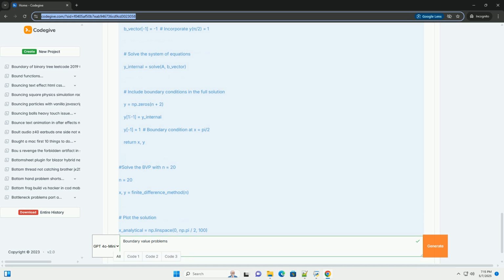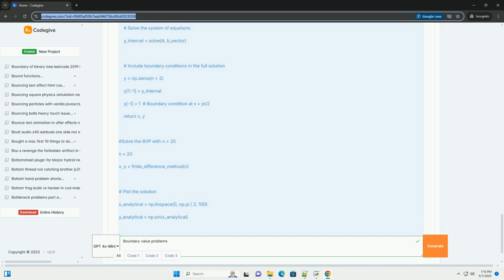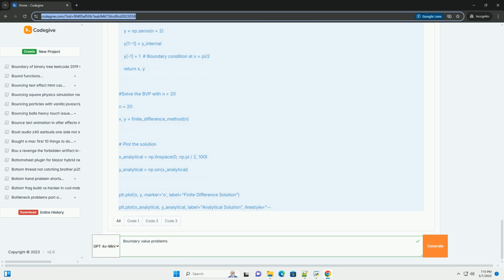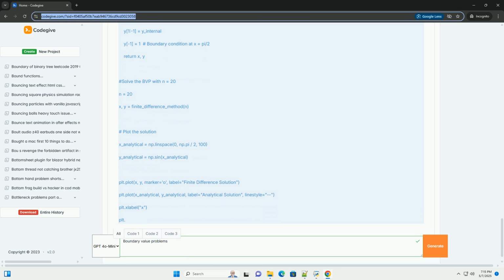Key differences summarized. Feature: initial value problems, IVPs; boundary value problems, BVPs. Conditions at a single point; conditions at multiple points. Time/domain: evolution forward in time; defined over a domain/interval. Solution: unique, usually; may be unique, multiple, or none. Stability: generally more stable; can be more sensitive. Examples: projectile motion, radioactive decay; hanging cable, heat distribution in a rod.